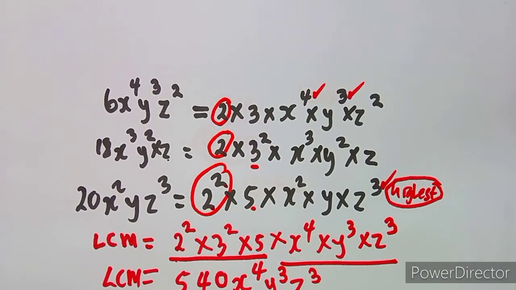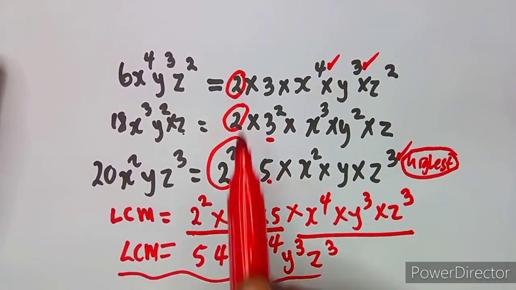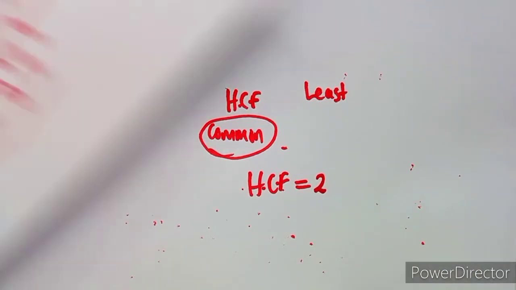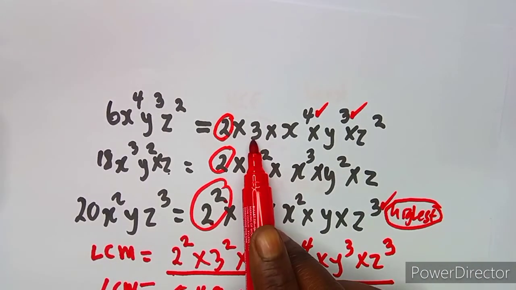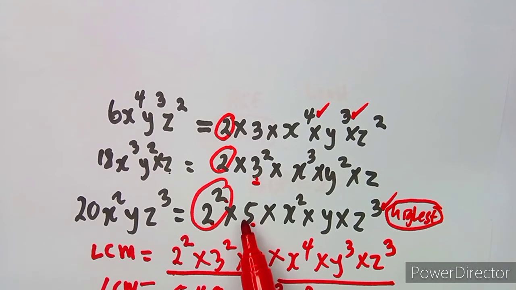So 2 is common, but which one has got the least, which is the smallest exponent? So this is 2, so you're just going to take 1 there, which is 2. Okay, we move on to 3. As you can see, we've got 3, 3, but here we do not have 3, so 3 is not common. You are not going to take it.